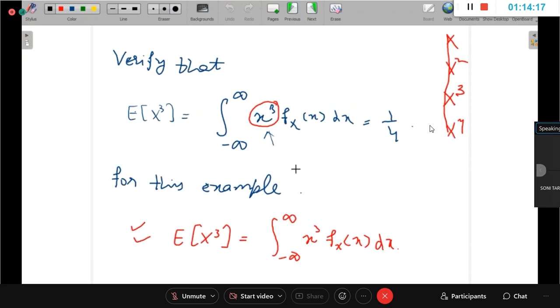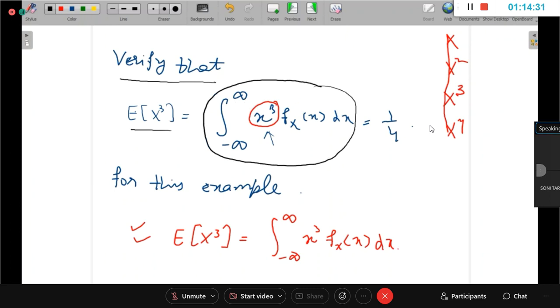I am giving you an exercise here: you can verify that the expectation of x cube, computed directly as the integral of x cube times fx(x) dx, also works. If you multiply the PDF of x with x cube and integrate over the whole region, it gives you the expectation value for the given example. That is going to be 1/4, which you can verify. So for this example, the expectation of x cube equals this value as well.